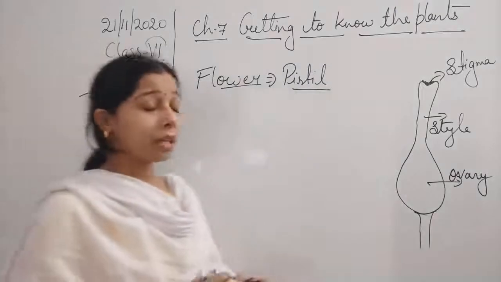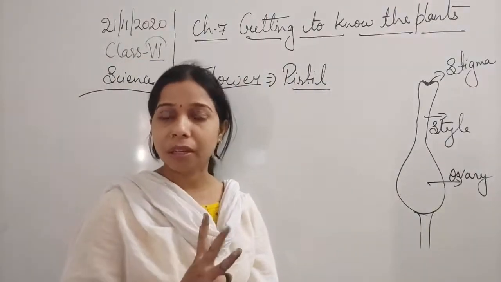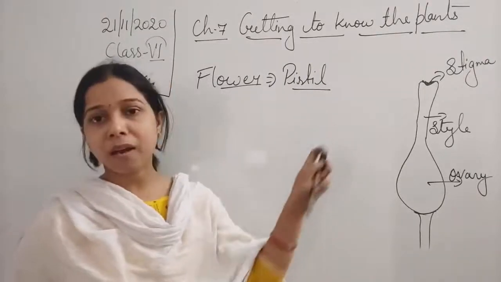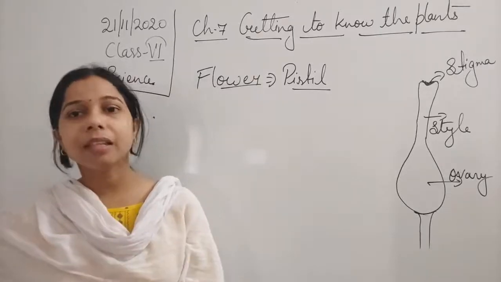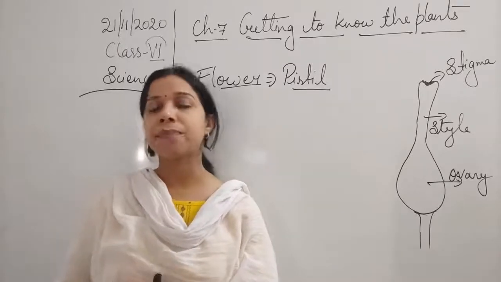Okay, so stigma is the first part. It means the pistil is divided into three: stigma, style and ovary. Stigma is the first part, the sticky part, with a sticky substance present on it, and basically its role is due to the stickiness on the surface of the stigma.